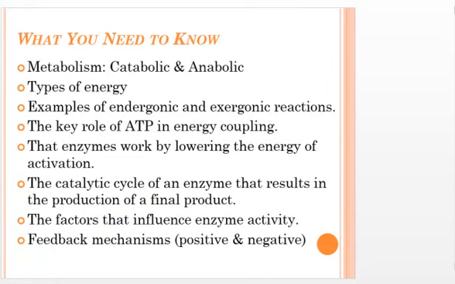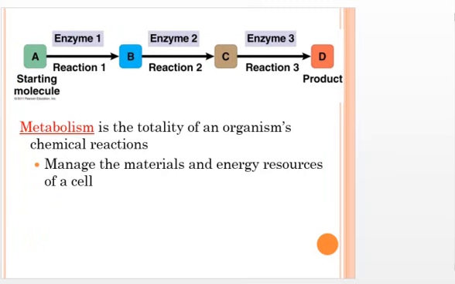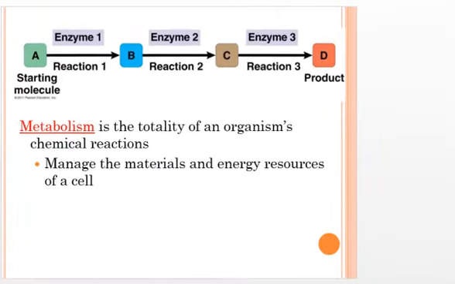So the first thing that we will talk about is metabolism. Metabolism is basically defined as the total sum of chemical reactions in the body of an organism. These can be used to manage materials insofar as breaking down and building things within the body, as well as affecting the energy resources in a cell, because anytime we break down or build something, we're either going to be using energy or releasing energy.